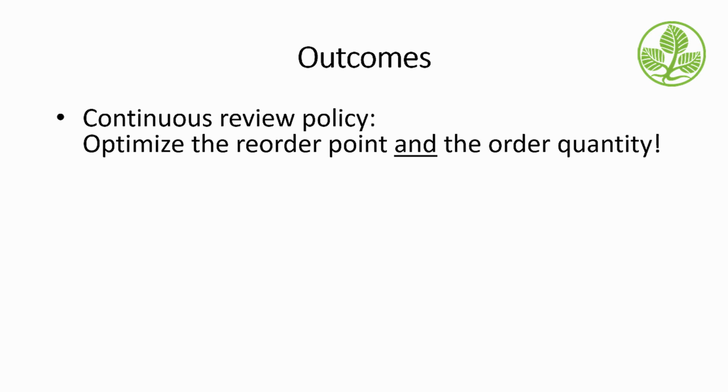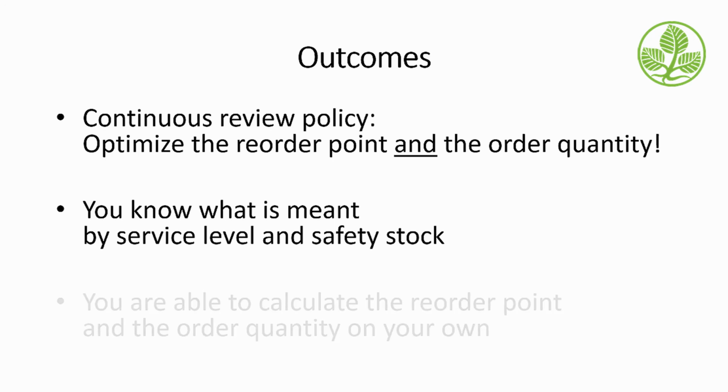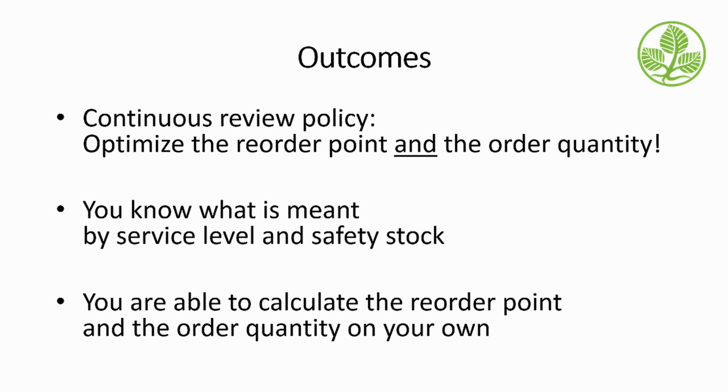So, let's wrap it up. You know that the continuous review policy is an option to make good decisions in inventory management by optimizing the reorder point and the order quantity. You have a basic understanding of what is meant by service level and safety stock. You have understood the two simple models and you know what data is required to apply the models. You are able to calculate the reorder point and the order quantity on your own.